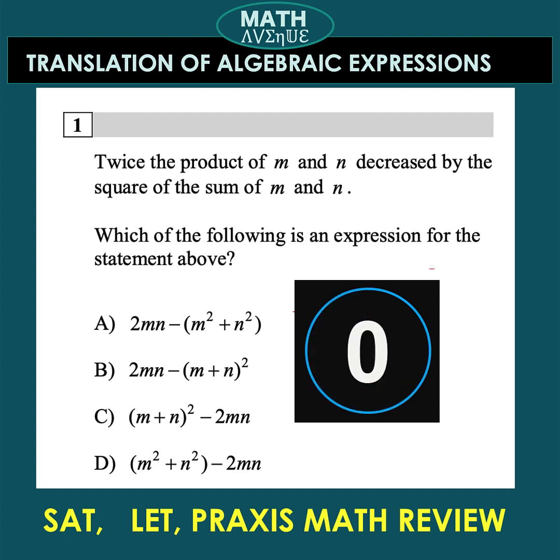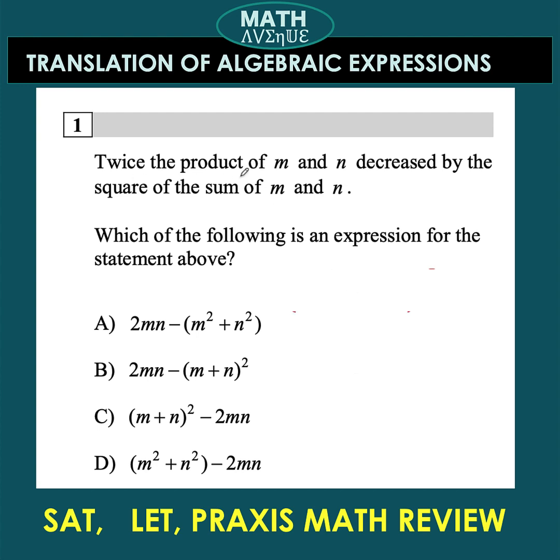Now let's solve this problem together. Let's begin with twice the product of m and n. So let's get first, the product of m and n is mn. When there is no operation in between and there are 2 variables, the operation is implied to be multiplication. And we want twice of this, so we multiply this by 2.